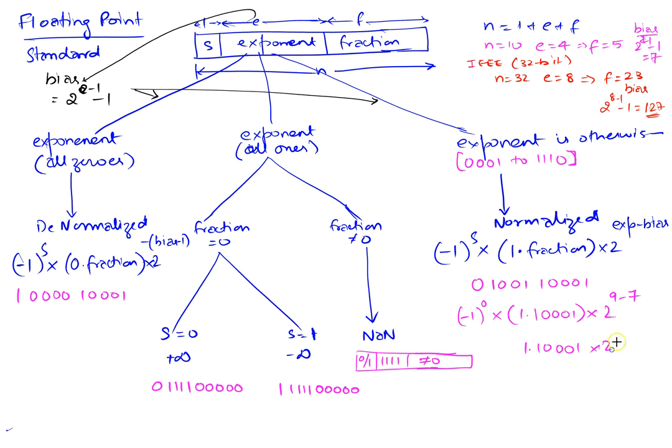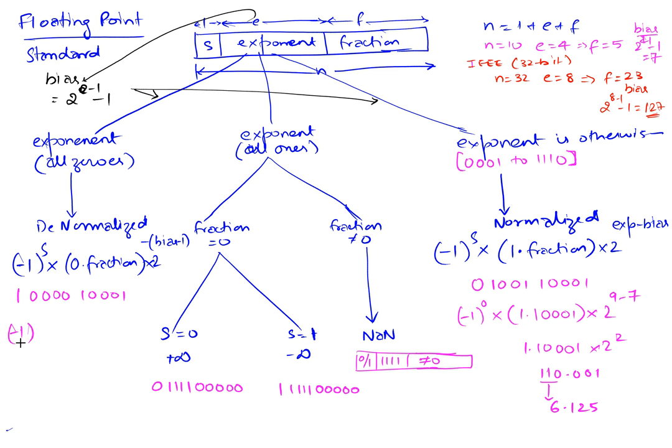So in other words, that's 1.10001 times 2 to the 2, which is a 4, which if I apply to this, it'll be 110.001. This is in binary, so if I convert it into decimal, 110 is a 6, and 001 is, this is 1/2, 1/4, 1/8, so that's 6.125, because that's 1/8.